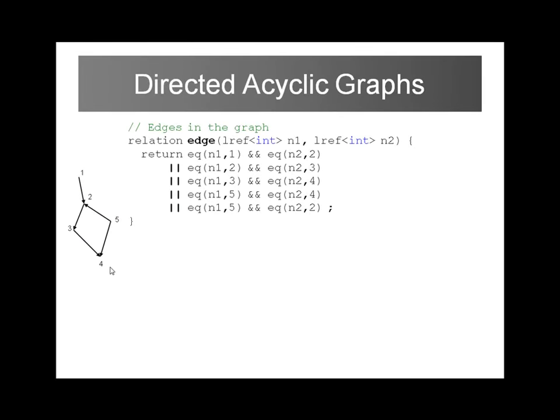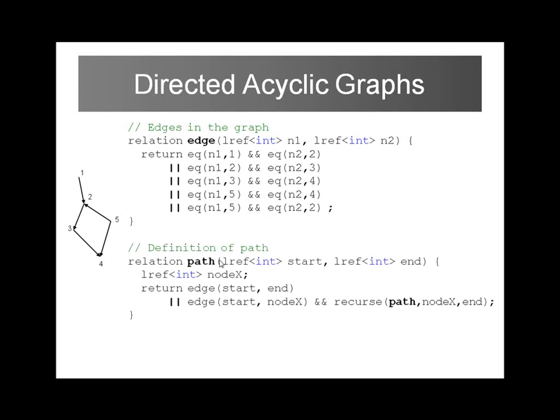For this next example, I'll briefly switch over to the slides because it's easier to see this example in the picture first. I have a directed acyclic graph here with about 5 edges and a relation edge which describes the edges in the graph. So the way we would read this relation is as follows. There exists an edge from n1 to n2 in the graph if n1 is 1 and n2 is 2, or n1 is 2 and n2 is 3, and so forth. So we have one clause for each edge in the graph.